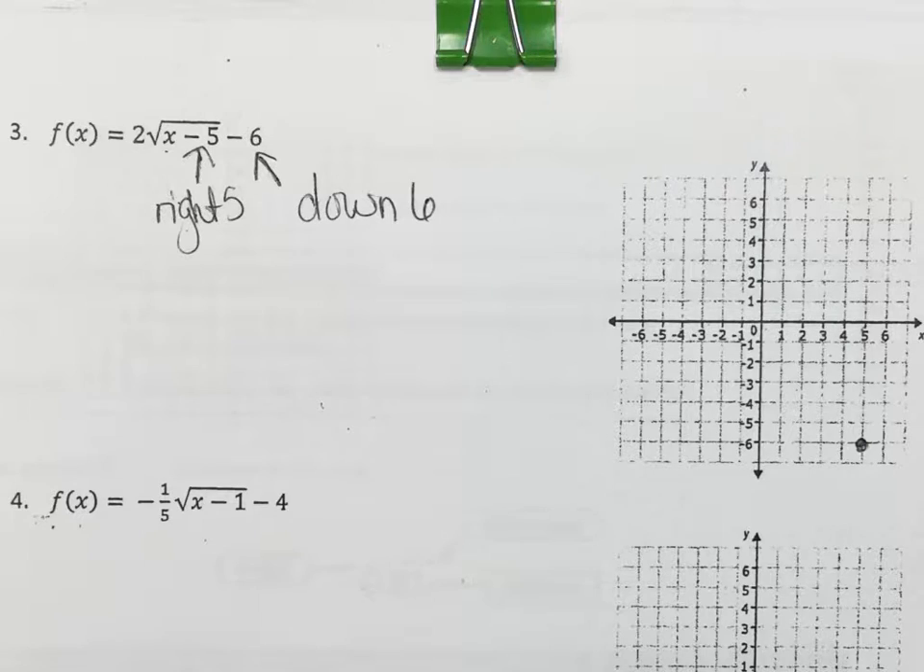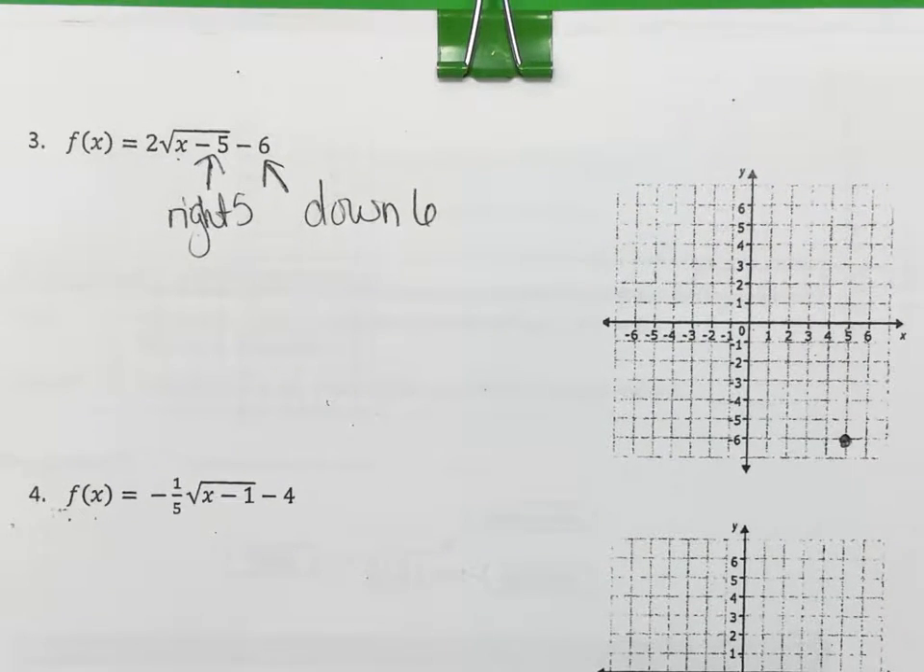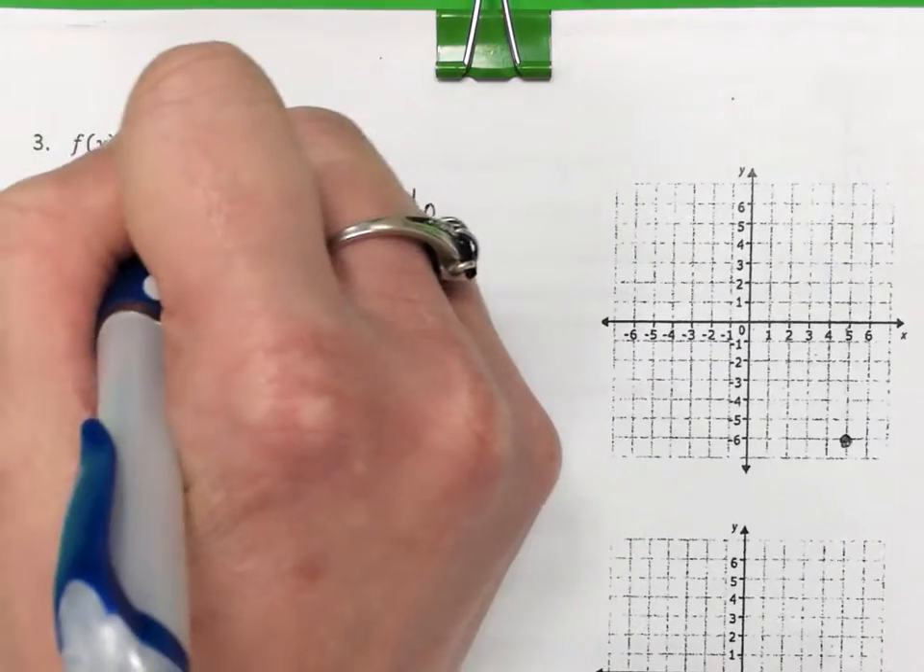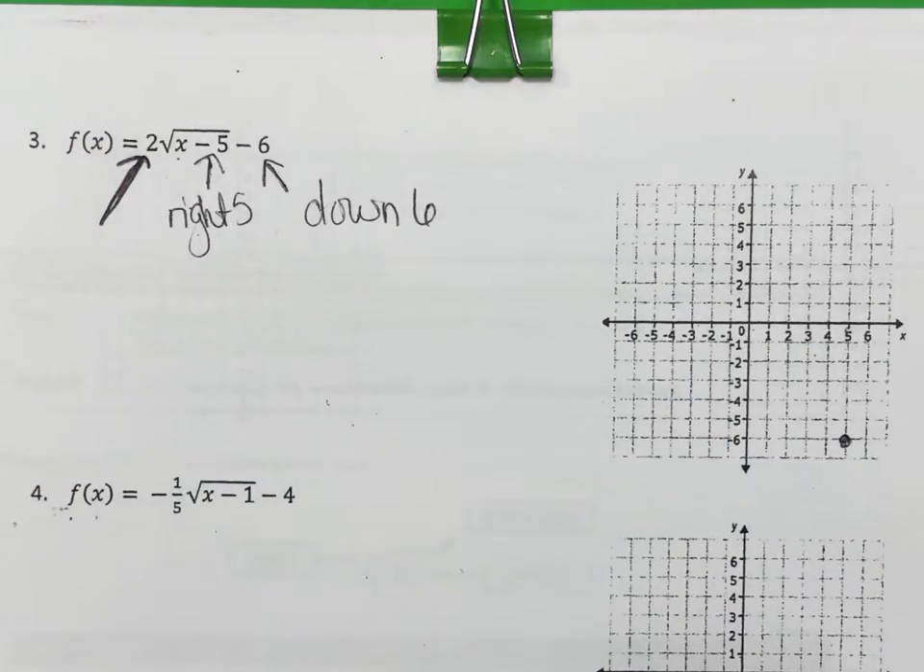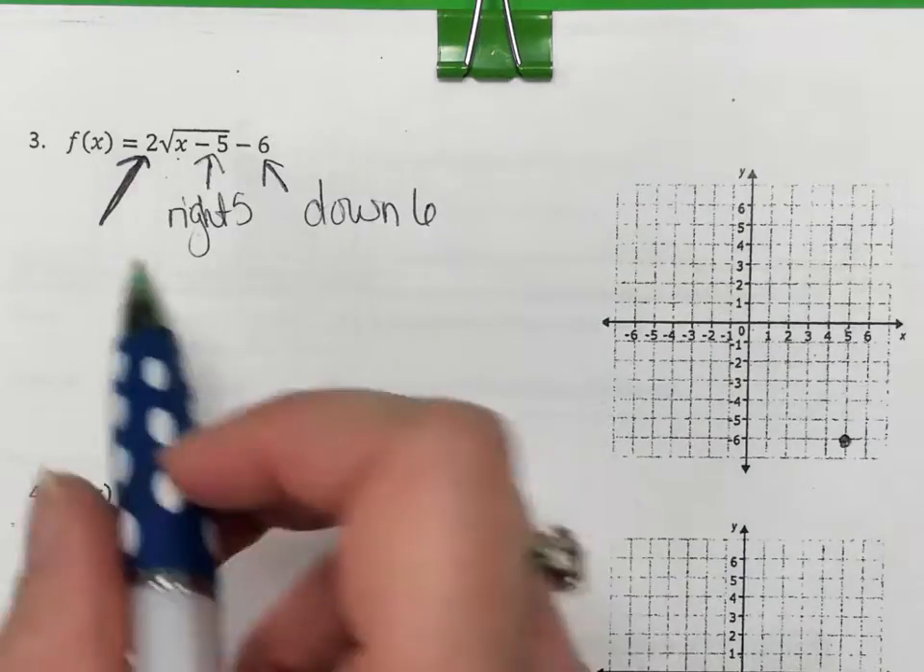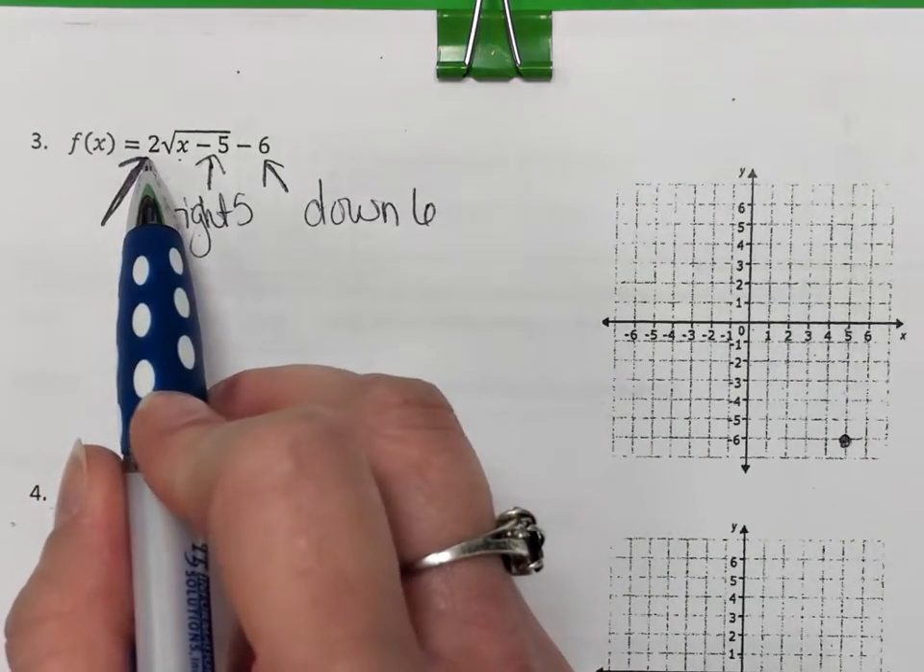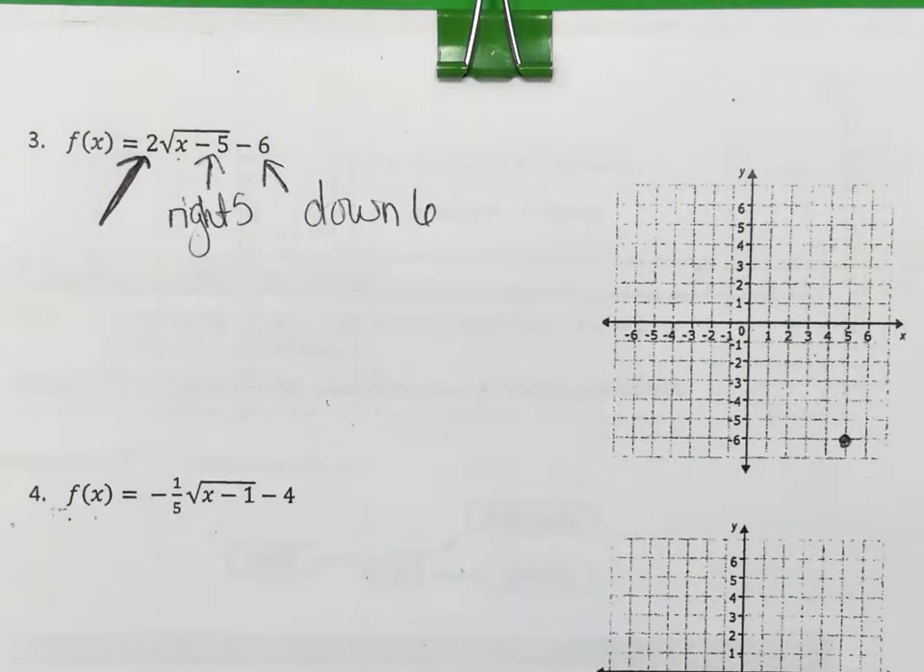All right. So from here, this little bad boy right here, he does something. He squeezes the graph. It doesn't reflect it. It reflects when it's negative. All right, well, let's see. What does this 2 do? You ready? It decreases the slope.